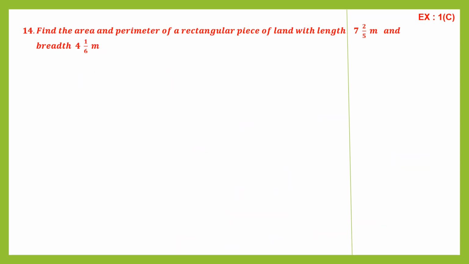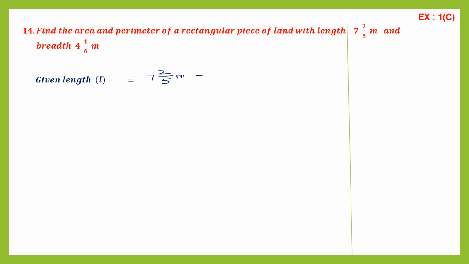Question 14. Find the area and perimeter of a rectangular piece of land with length and breadth. So here also length is given, breadth is given. We have to find the area and the perimeter. So let's do that. So here length is given to us. The length is 7 2/5 meters. Let's write that, 7 2/5 meters.